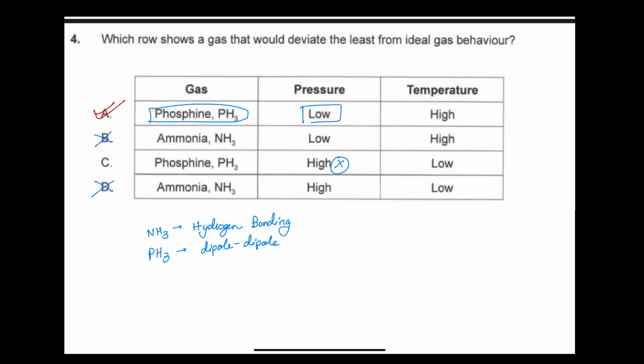And high temperature also makes sense because at high temperature, you have a lot of kinetic energy, but the potential energy will be low. So the molecules will be moving faster.